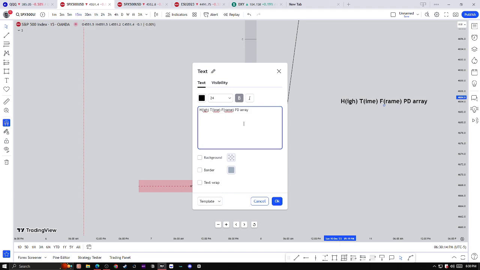Okay. Now, the first thing you should know about high time frame PD array is that it's usually determined in the weekly or the daily time frame. Now, if it's not done in the weekly or daily, it just means any time frame that is 2 time frames above your current trading time frame.